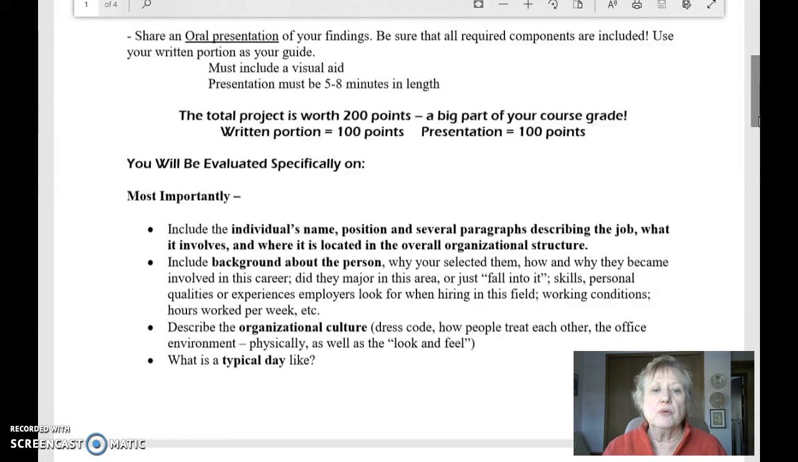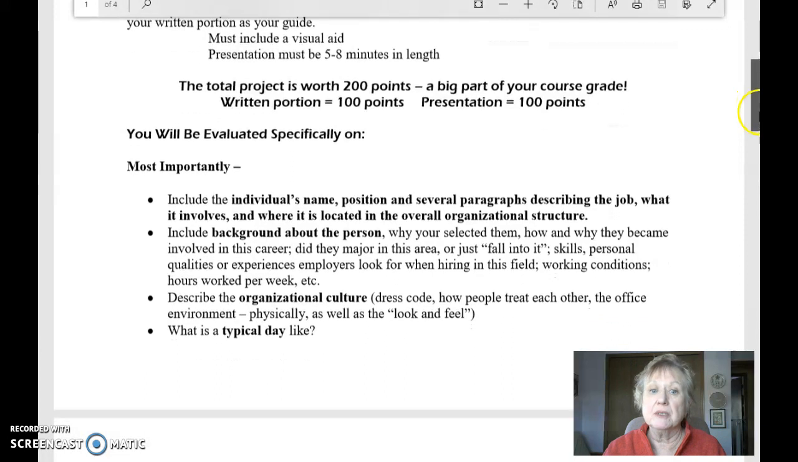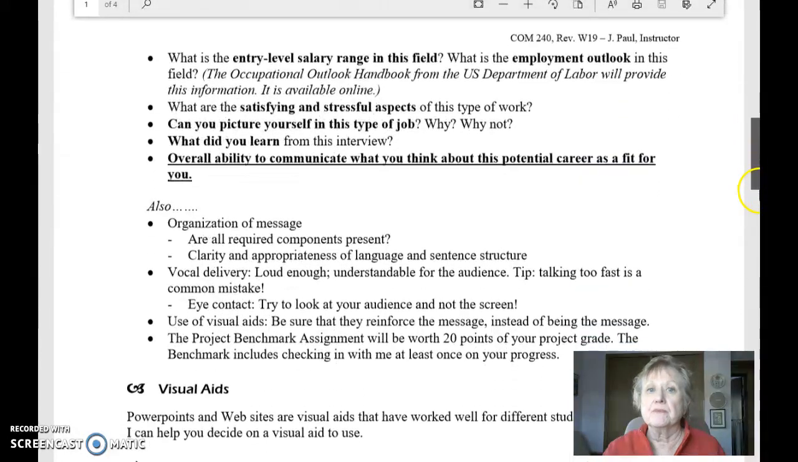The last bullet point on this page is, what's a typical day like? You definitely want to find out what a typical day for this person is like. Okay. Salary range. Now, I don't necessarily expect you to ask your interviewee what they make. Now, some people will offer that, or some people will offer, if they work for a big company, many times there's a set starting rate. They might say, well, a systems analyst at this company will start at 36,000 a year and go up to 58, that kind of thing.